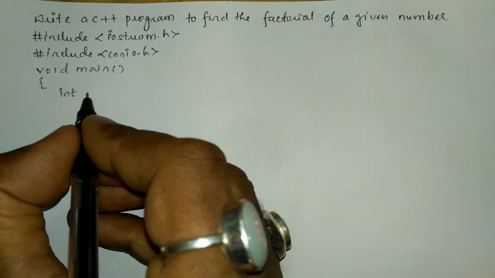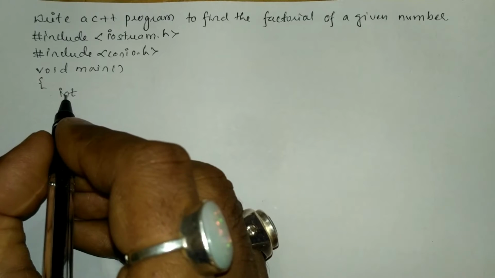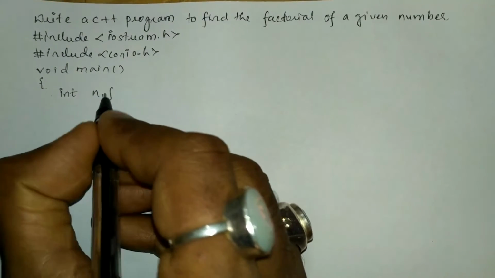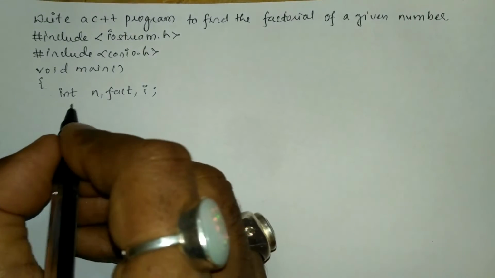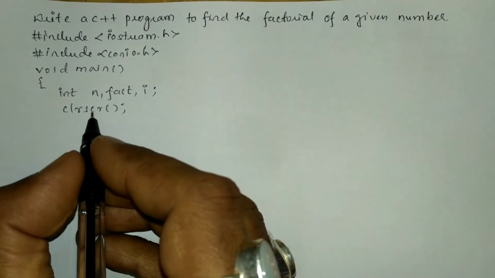to declare all the variables which are to be used in the program with respect to data type. Here I have used an int n, and I'll take one variable called fact and one more variable called i. Next, we are going to write the clrscr function which is used to clear the screen.